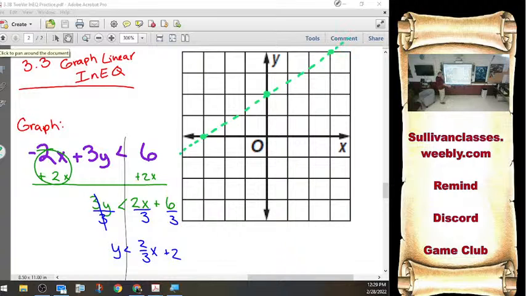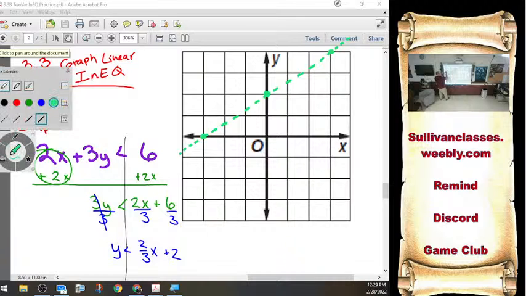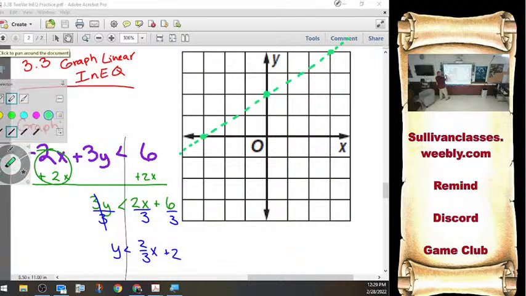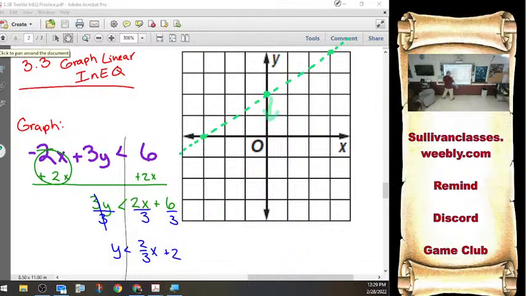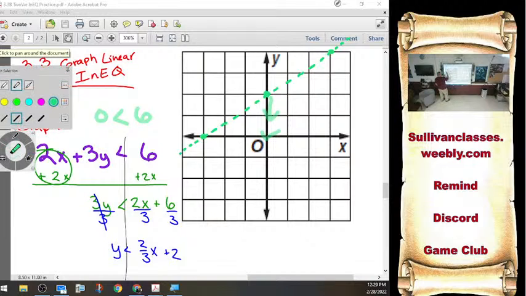And if I have it in this form, it just says y is less than the line. So I would just go less than the line. No biggie. But if I was still up here, I'd put 0, 0 in here and say, is 0 less than 6? Yeah? So then 0 is an answer. I would shade towards the 0. So it's everything down there.